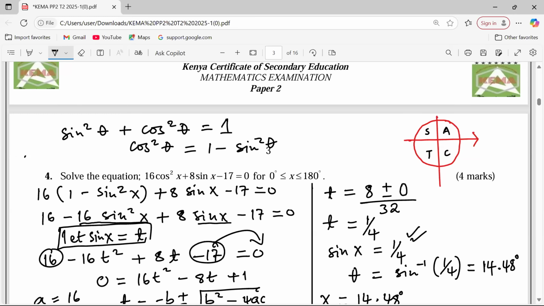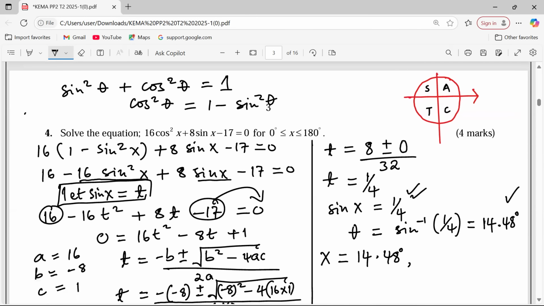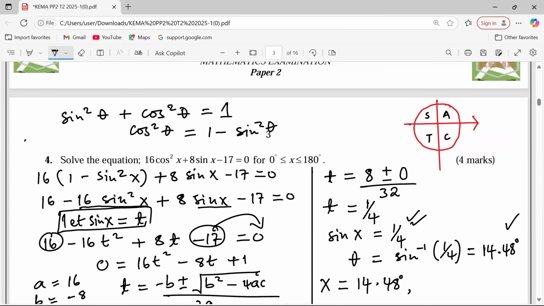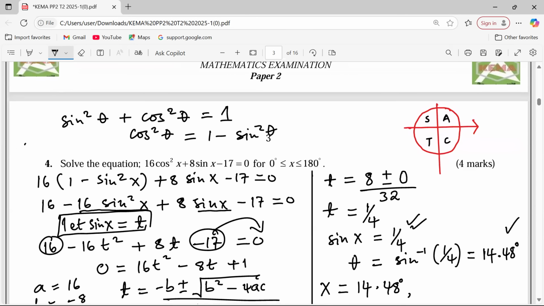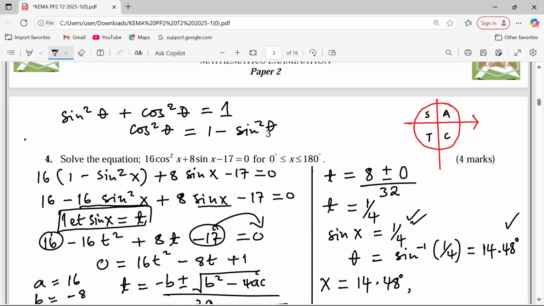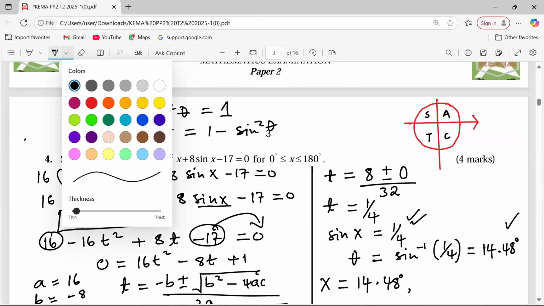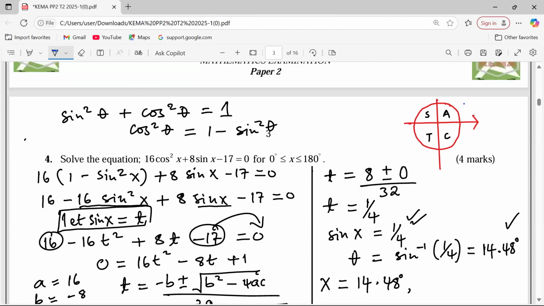Therefore, we need the value of 14.48 in the quadrants where sines are positive. And where are sines positive? In the first and second quadrant. Therefore, in the first quadrant, we just pick the value of the theta.